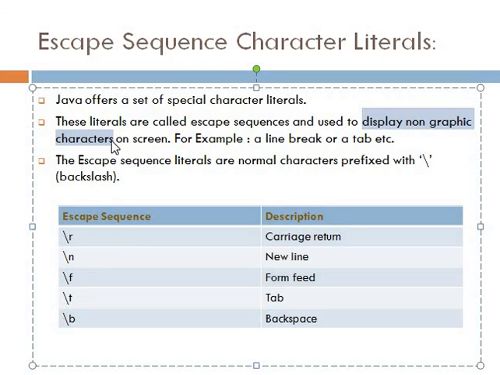Examples of such non-graphical characters are the line break or a tab. Now, a line break is a point at which a text is split into two lines, and a tab is a group of 5 spaces taken together. Both these examples, a line break or a tab, are used to represent non-graphic characters on the screen because they are not visible.